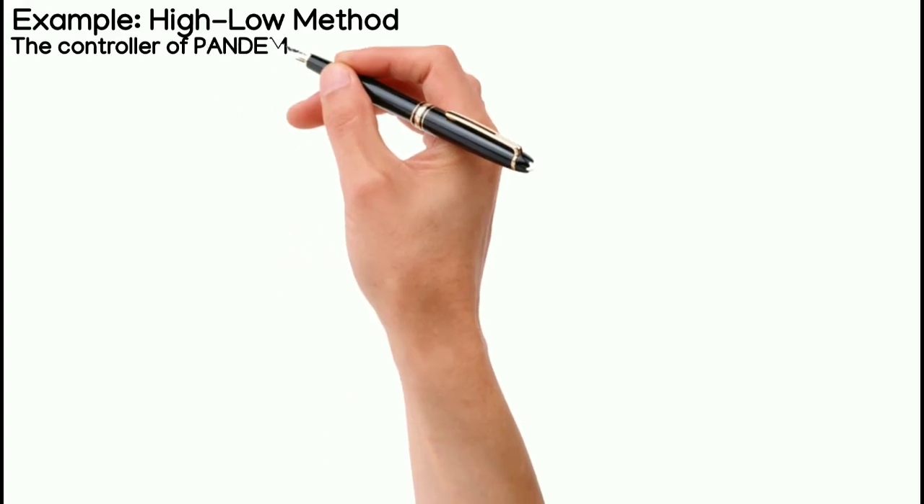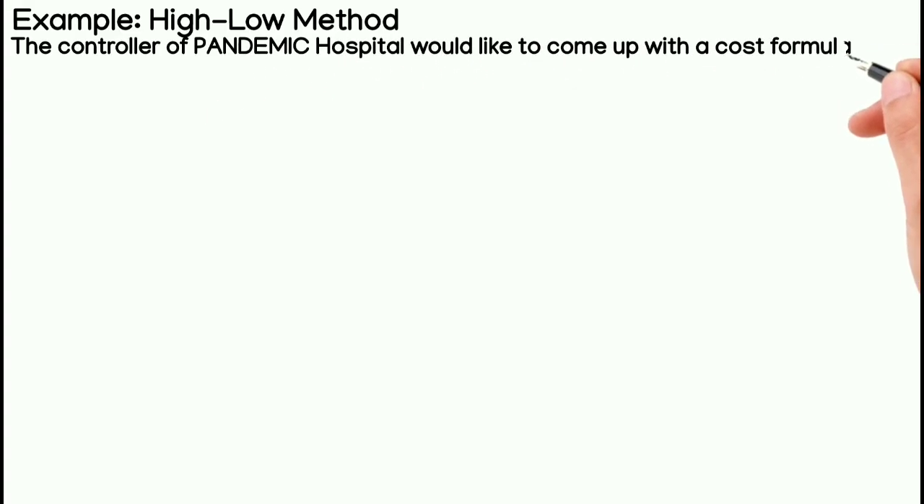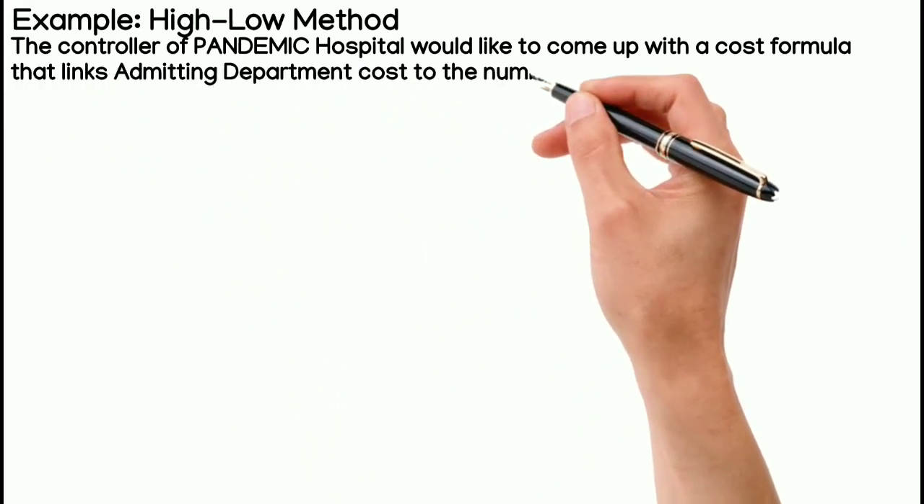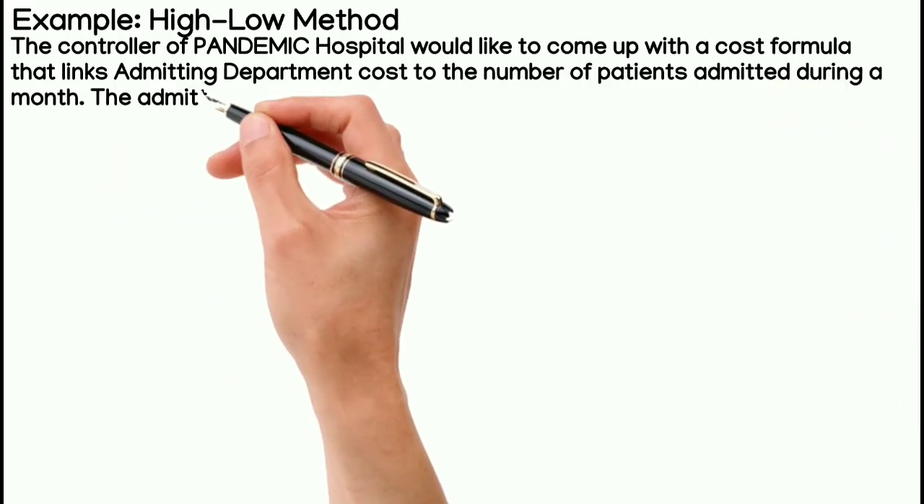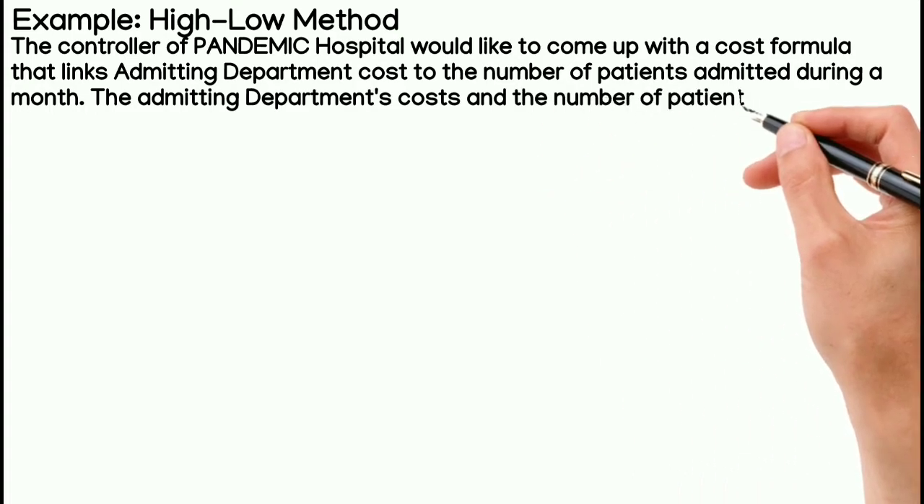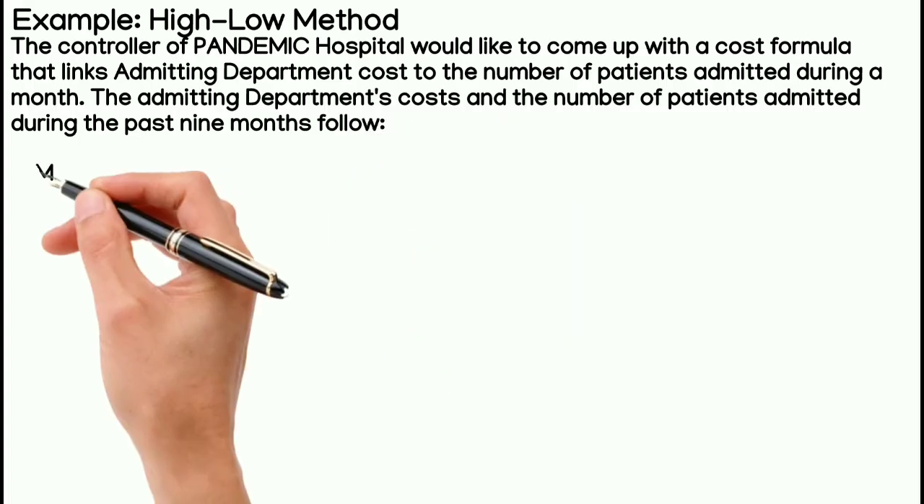In order for you to better understand the High-Low method, here is an example. The controller of Pandemic Hospital would like to come up with a cost formula that links admitting department costs to the number of patients admitted during a month. The admitting department's costs and the number of patients admitted during the past 9 months follow.